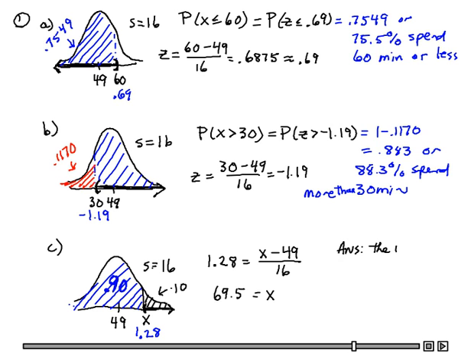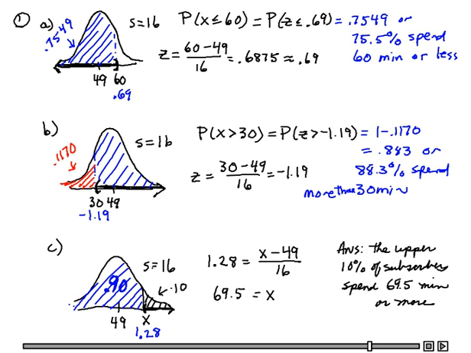So my answer is the upper 10% of subscribers spend 69.5 minutes or more reading the journal.